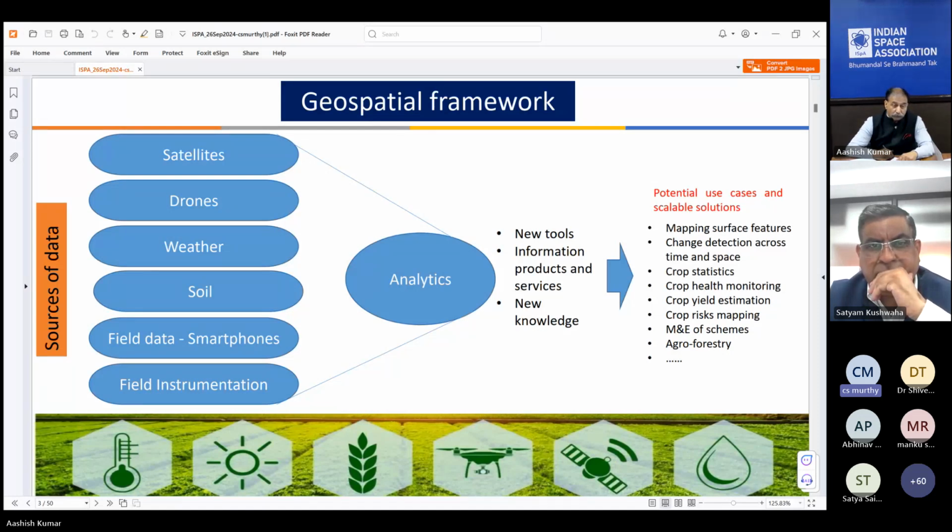So diverse applications of this technology and information products are currently visualized, are envisaged, and are already practiced by some agencies in some parts of the country. Next, please.